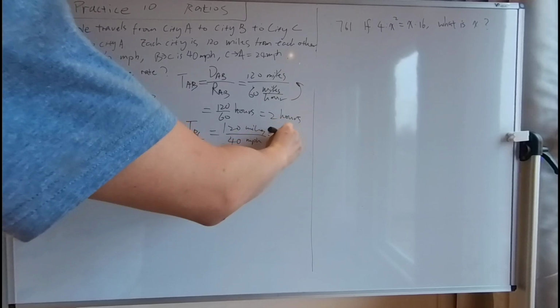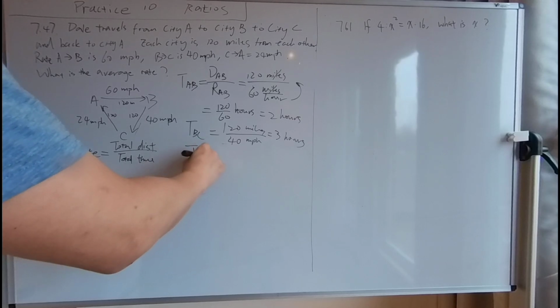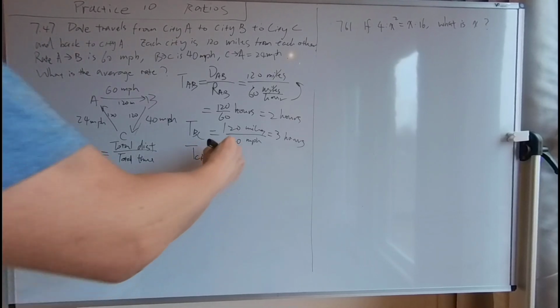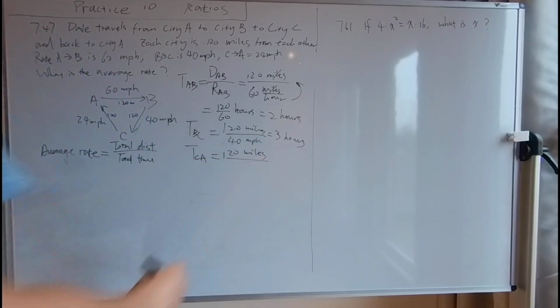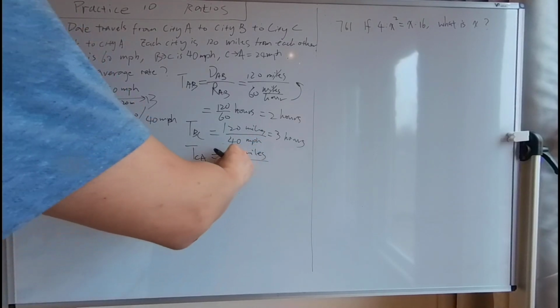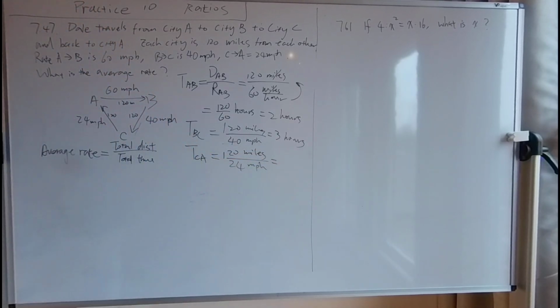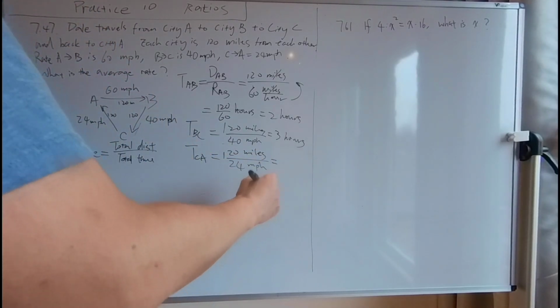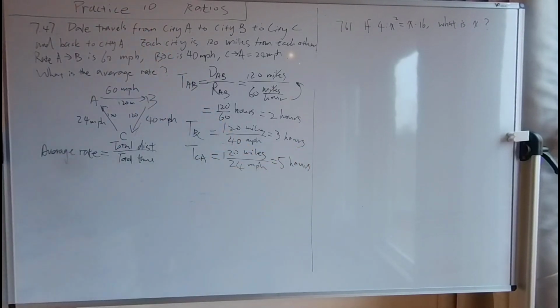So it's 3 hours. And then the last segment from C to A, that is again 120 miles. That's the same, the equal distance. This time the speed is 24 miles per hour. So 120 divided by 24 is actually 5. So it's 5 hours. Right, so now I have the time spent in each segment. So altogether, that's the total time spent.